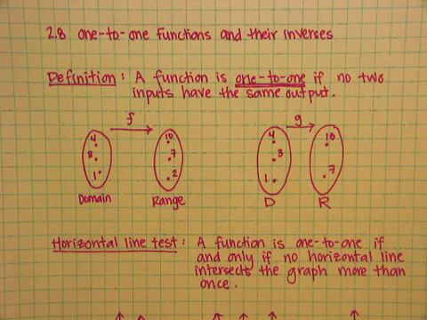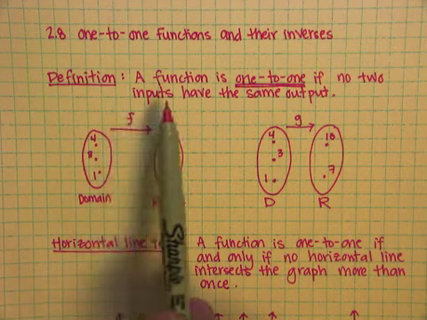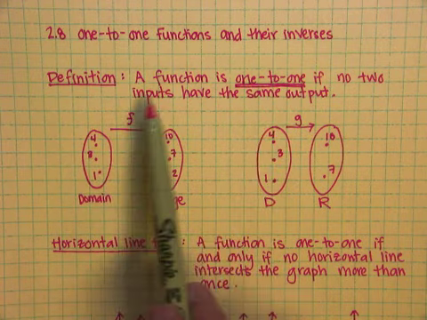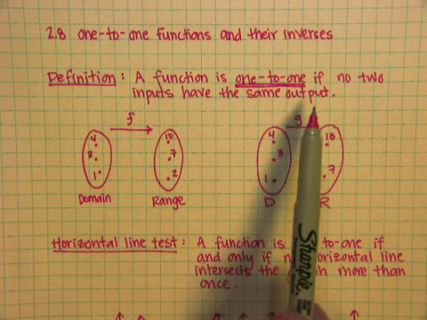Hi Precalculus. So we've been talking about one-to-one functions and their inverses, and I wanted to go over just a couple of definitions for you. So the first one is the definition of a one-to-one function. A function is one-to-one if no two inputs have the same output.